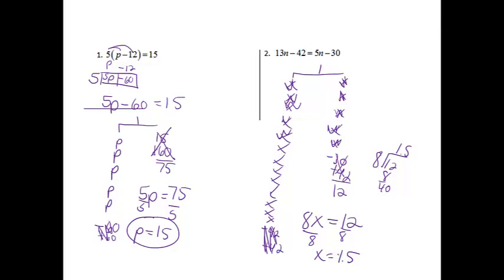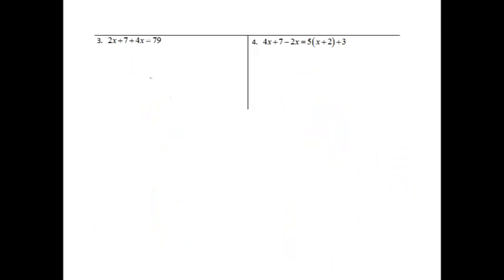Okay, so, all right, problem 3. Again, I'm going to go ahead and do a mobile balance on this one. Again, if you didn't, that's totally fine. So I've got 2 x's, and then I've got 7, and then I've got 4 x's on that left side, and then on the right side it says equals, I have 79.